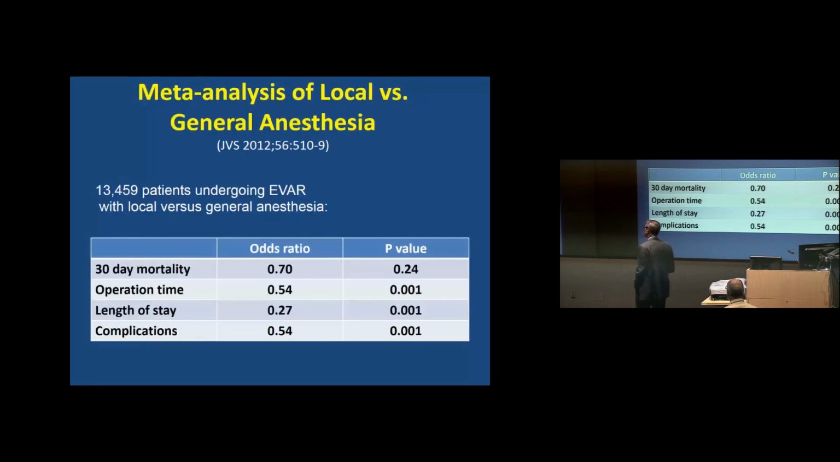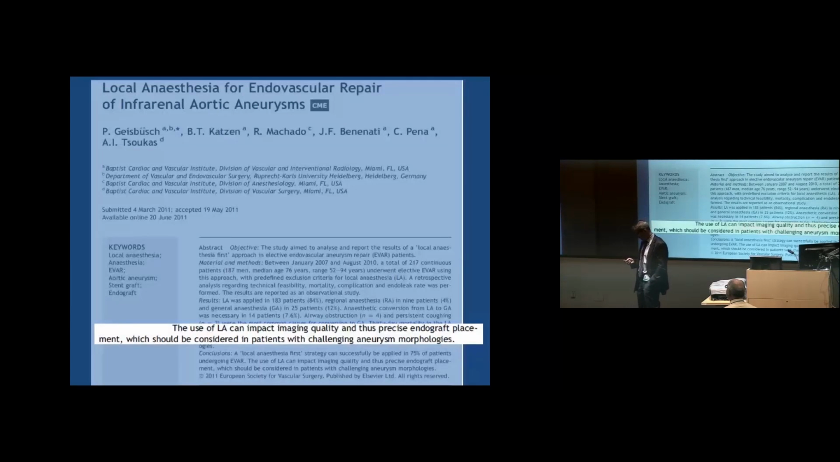And then this is just a large meta-analysis looking at local versus general anesthesia, again for patients with elective endovascular repair, 13,000 patients. It showed no significant advantage in mortality, but did show that local regional anesthesia had an advantage in terms of operation time, hospital length of stay, and overall complications. So it suggested there was an advantage, at least in the elective population, to use local anesthesia.